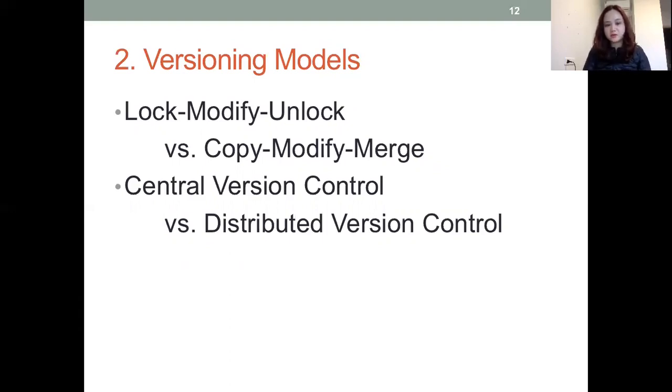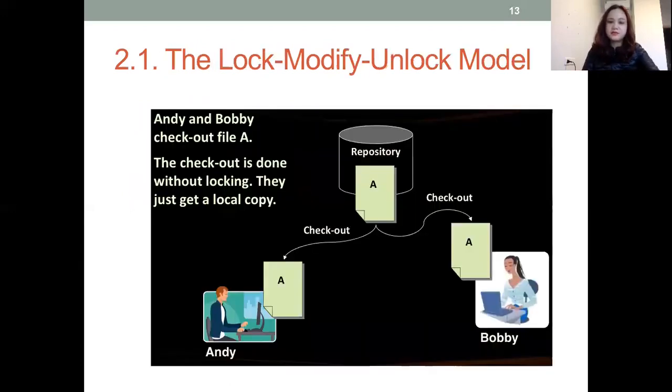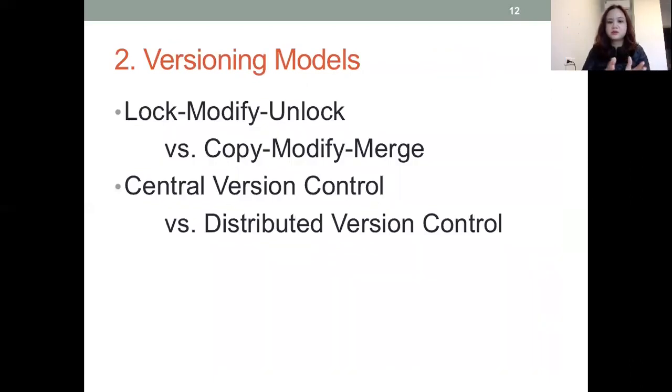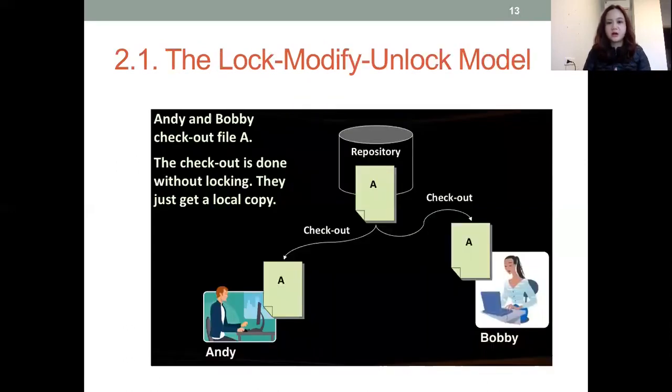So that is a way to manage the resource. In version control, we have two versioning models: lock, modify, unlock, and copy, modify, merge. First, let's go to lock, modify, unlock. Version control is about how you manage your work when you work with your teammates. For example, here we have Andy and Bobby, two teammates in one repository.